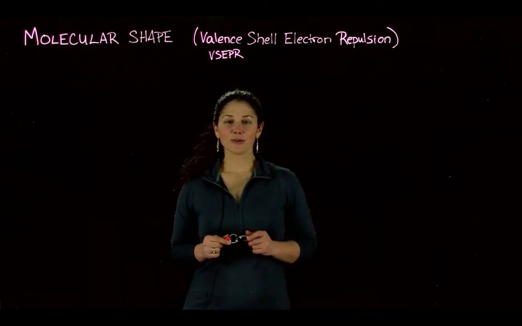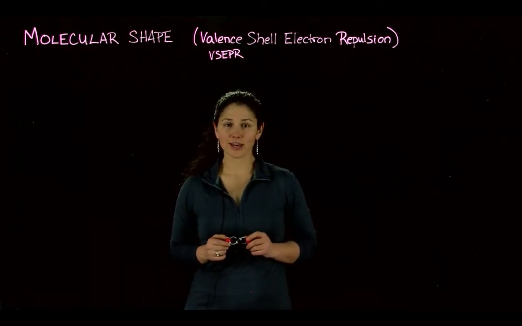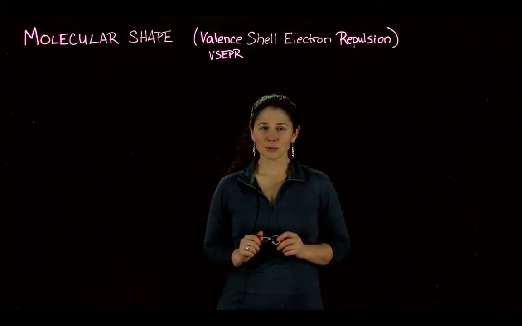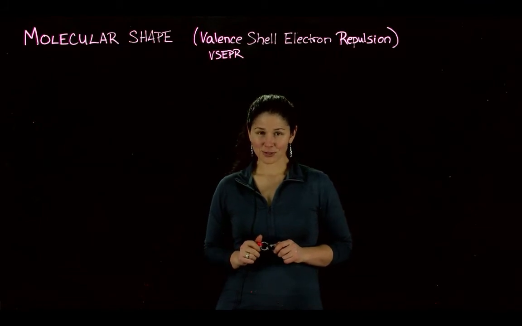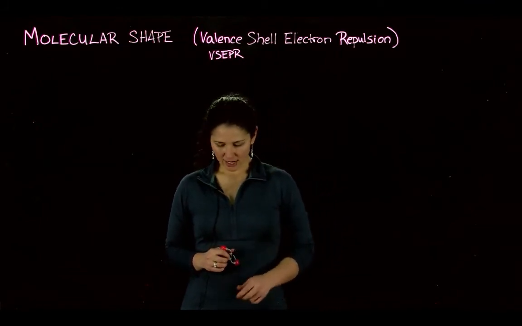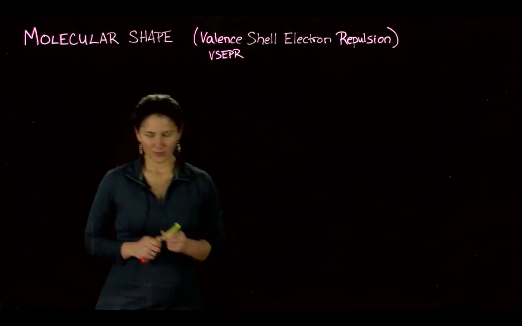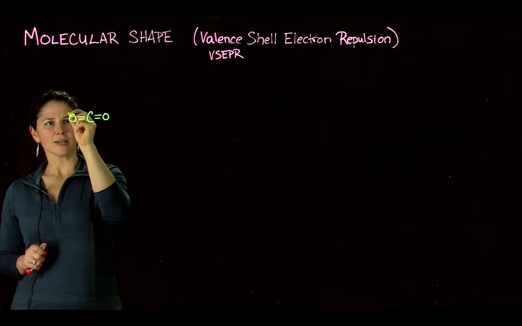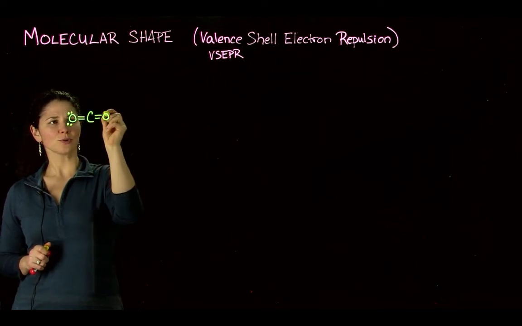Now I would like to show you a few molecular models that will help you understand the next page of your activity. So we'll just do a few of these to get you started. For carbon dioxide, the Lewis structure looks like this. I have a carbon double bonded to two oxygens, and each of the oxygens has two lone pairs.